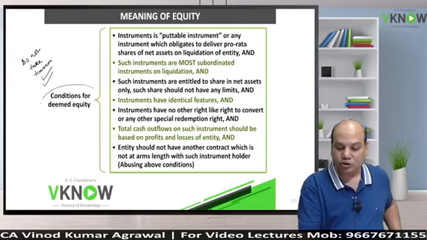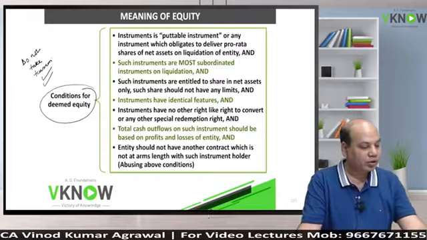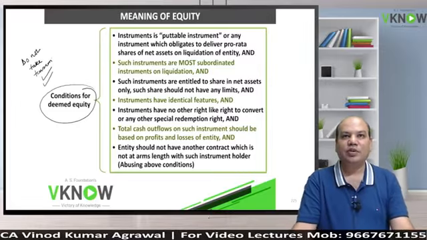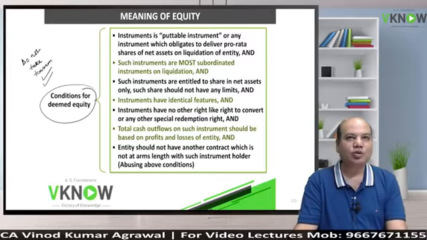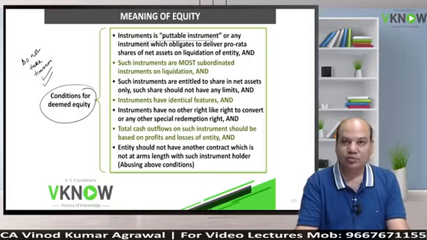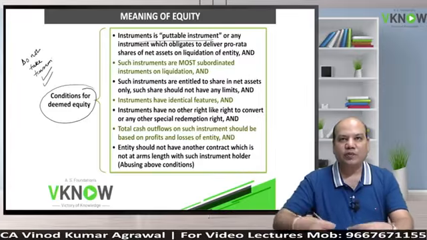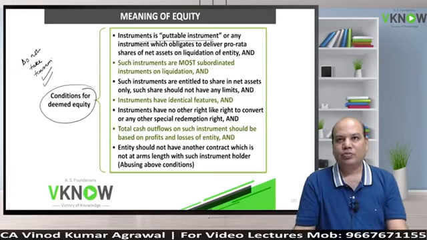If an instrument has to be a deemed equity instrument, it has to satisfy 7 conditions. How many? 7. They are called paragraph 16A to 16D, which I have simplified for you. Original text is a little more complicated. First is, the instrument is a putable instrument. Putable instrument means you can give it back to the company and the company has to give you the cash.